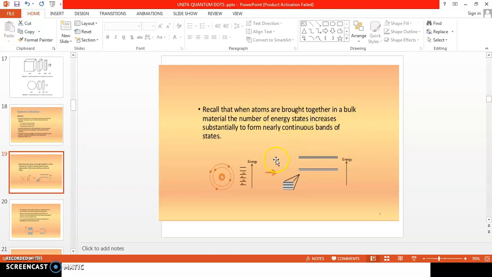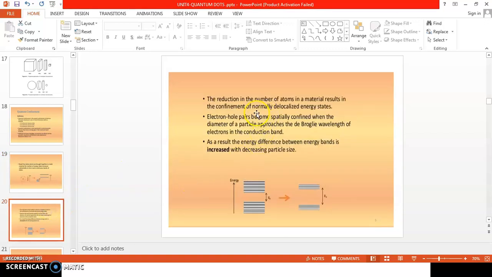Recall that when atoms are brought together in a bulk material, the number of energy states increases substantially to form nearly continuous bands of states. The energy level will be increasing. The reduction in the number of atoms in the material results in the confinement of normally delocalized energy. Here you can see the delocalized energy level is very high.